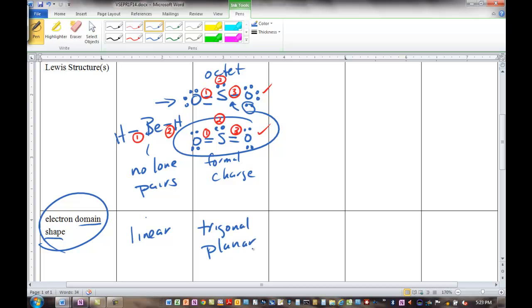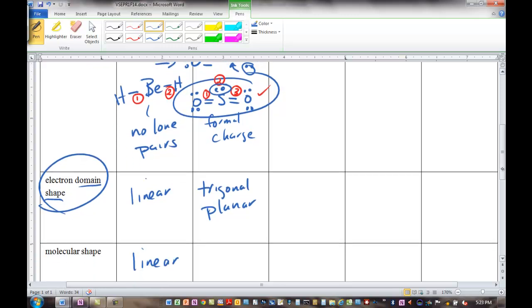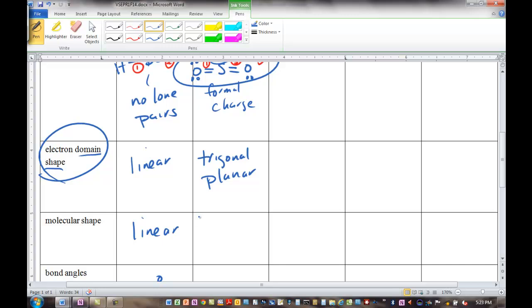All right? So the first one, 2 pairs linear. Next one, 3 pairs trigonal planar. Now, here's where it gets a little tricky. And this is where building models really helps out to help you see what you have. Because there is a lone pair, the molecular shape, in this case, will not be the same, will not be trigonal planar. So what will it be?